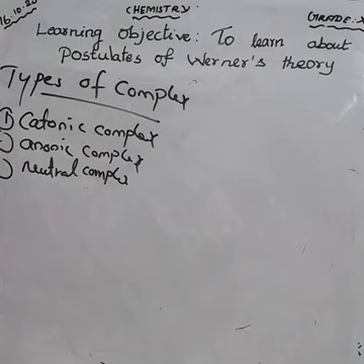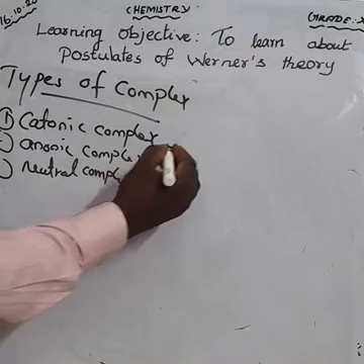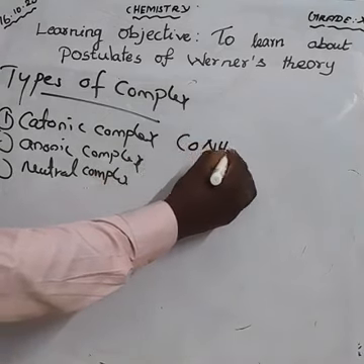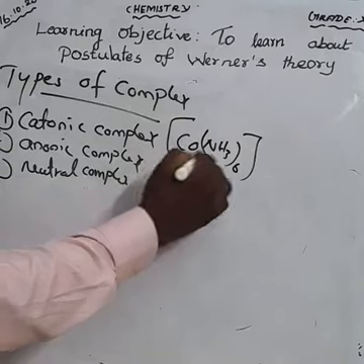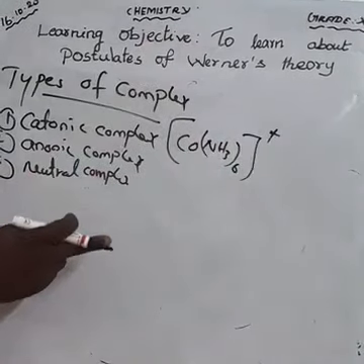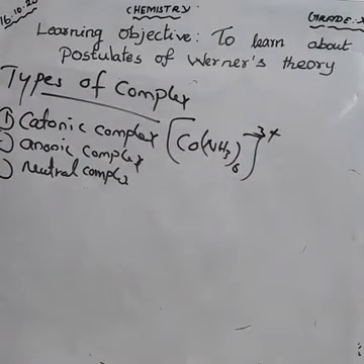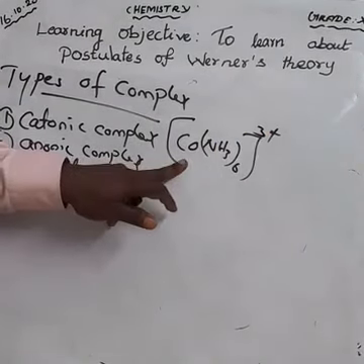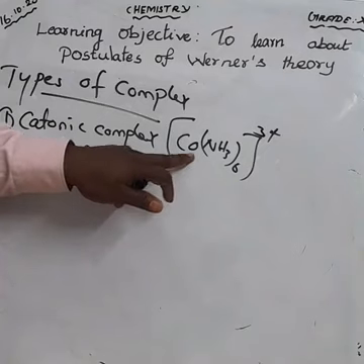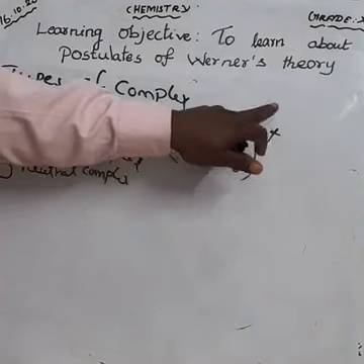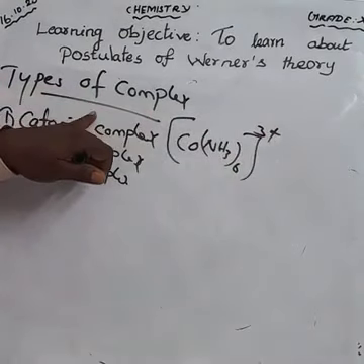Cationic complex means the coordination entity must have a plus charge. Plus charge means we say cationic complex. For example, [Co(NH3)6]³⁺, cobalt with six ammonia, has a +3 charge, so we say cationic complex.